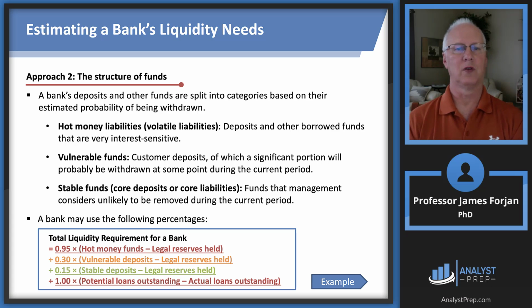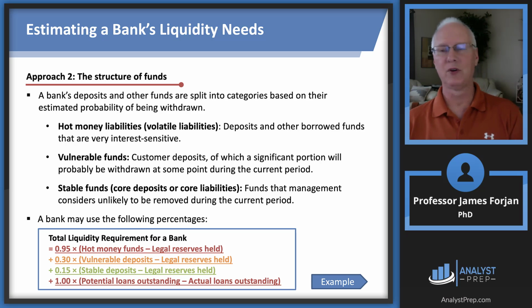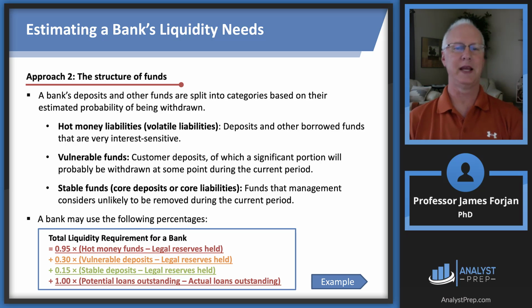The second approach is called the structure of funds, and this is a scenario under which the bank's deposits and maybe some other funds are split into categories based on their estimated probability of being withdrawn, right? So if I show up at a financial institution and I say, hey, here's some of my money, I probably don't need it anytime soon. Just put it somewhere safe. I may need it. All right.